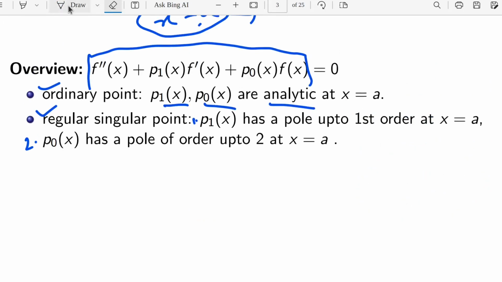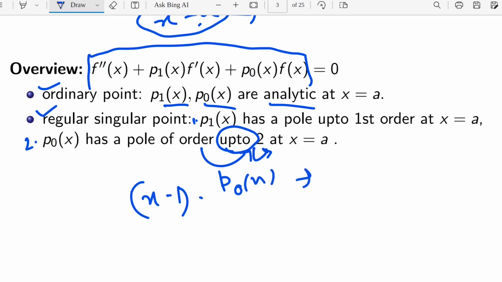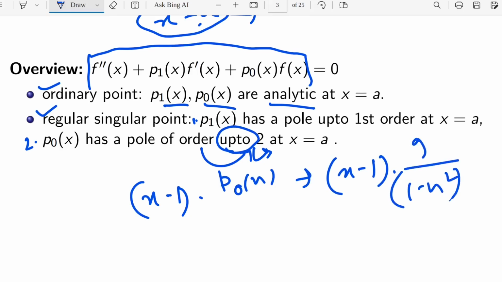So here the last one, P0 has a pole of order up to 2. So that means we can also have order 1? Up to 2 means it can be at 2, yes. If you also calculate like that, let's say I am writing n by 1 minus x square. Then what will be the value at x equals 1, let's say? So what will be the value here?